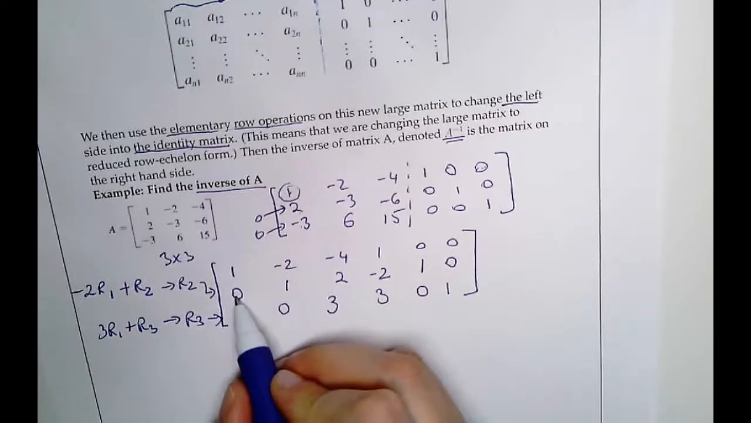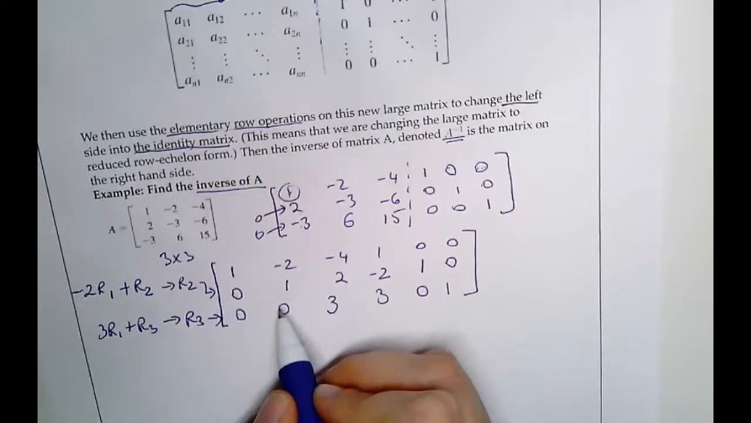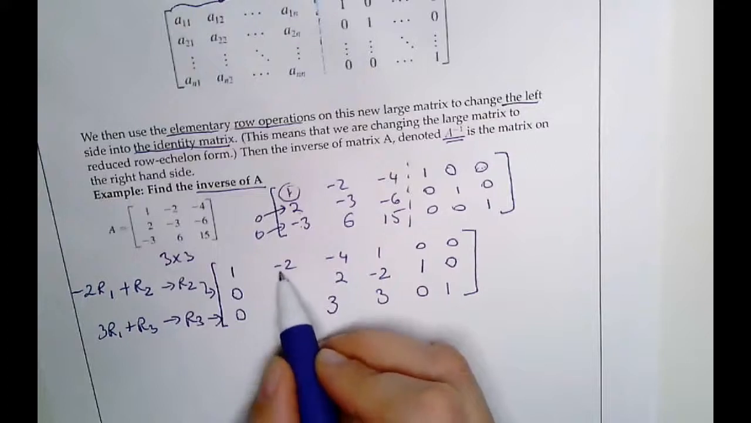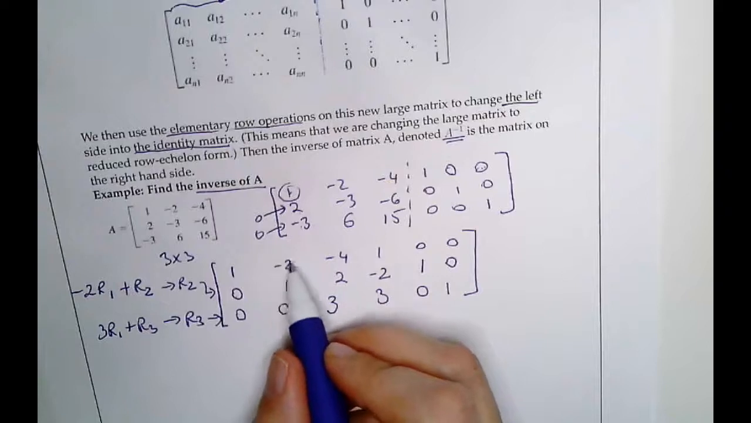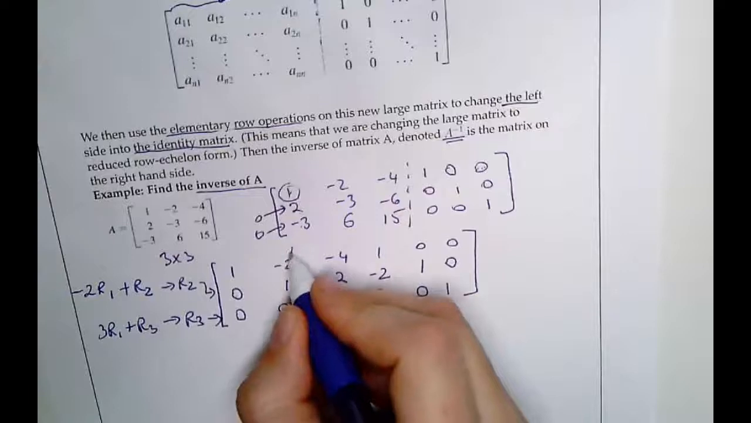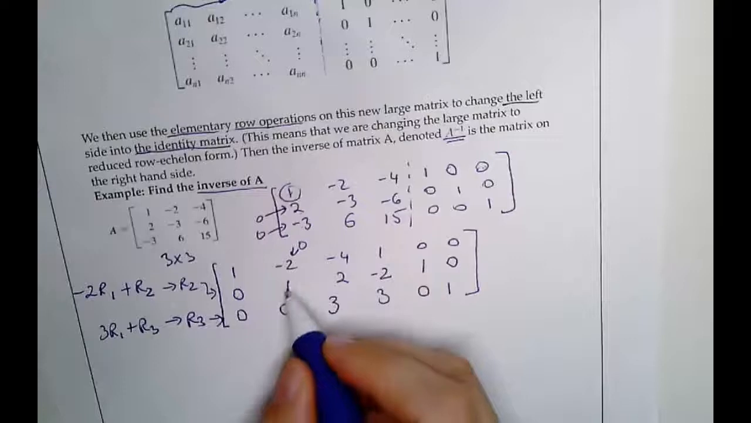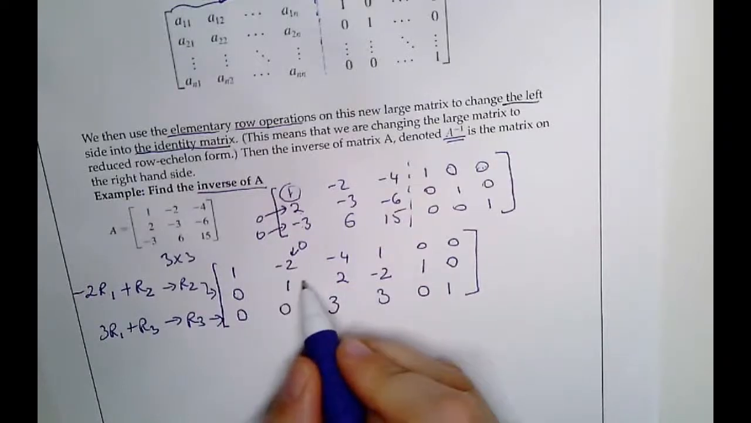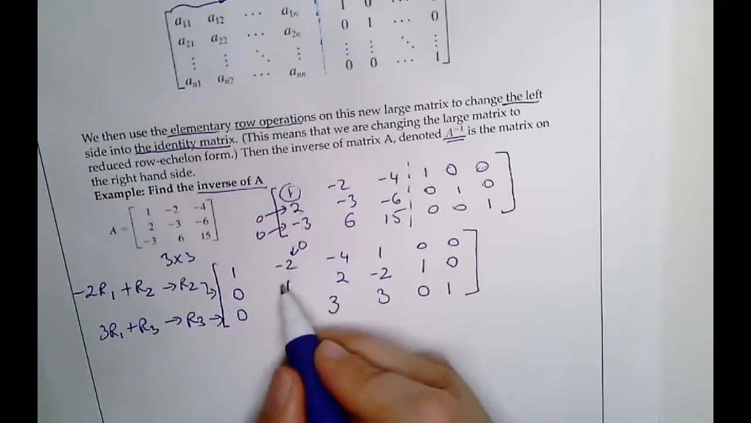The leading entry on the next row, on row 2, is already a 1, and it already has a 0 below it, but it also has to have 0 above it. So recall from last time, the row reduced echelon form has zeros above and below the leading entry. How do I make that a 0? Well, I'm working with row 2 now. So what multiple of row 2 added to row 1 is going to change this entry into a 0? Well, 2 times row 2 is going to do that.